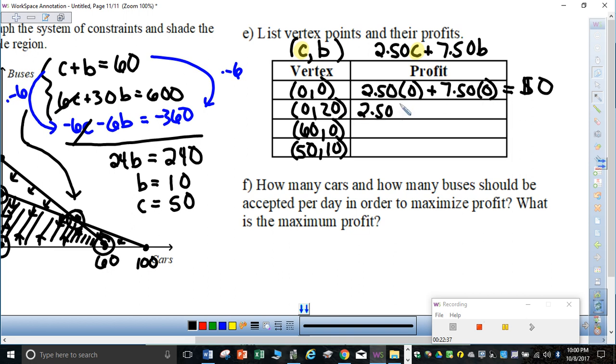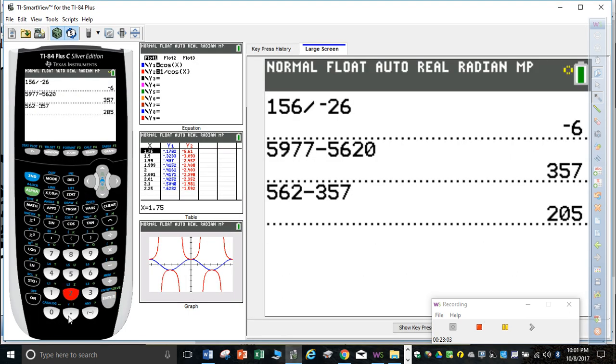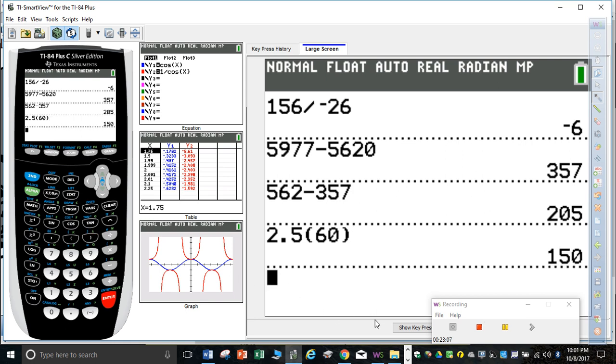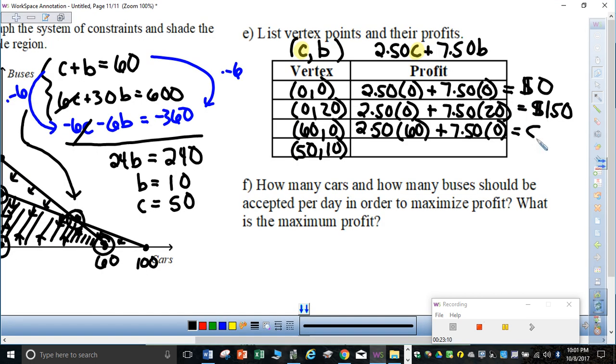The next combination is 0 cars and 20 buses. So 2 times 7.5 is 15. Let's add a 0 on the end, so that should be a profit of 150. Okay, the third combination is 60 cars and no buses. Okay, so that's also a profit of 150.